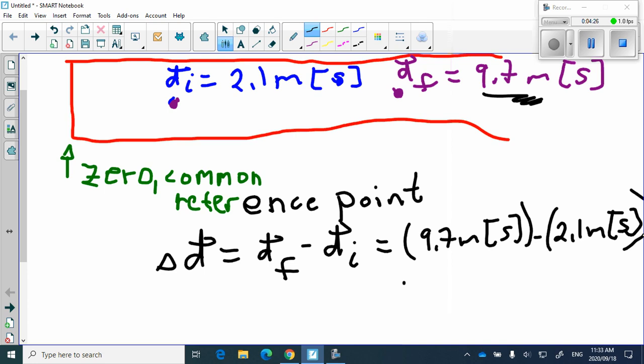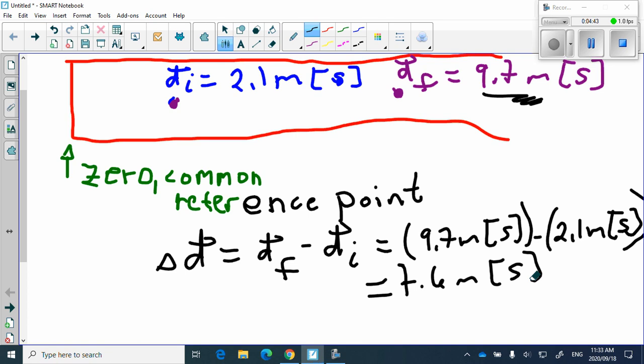South. So now I subtract: 9.7 minus 2.1 is 7.6, right? 7.6 meters south. That is the displacement.